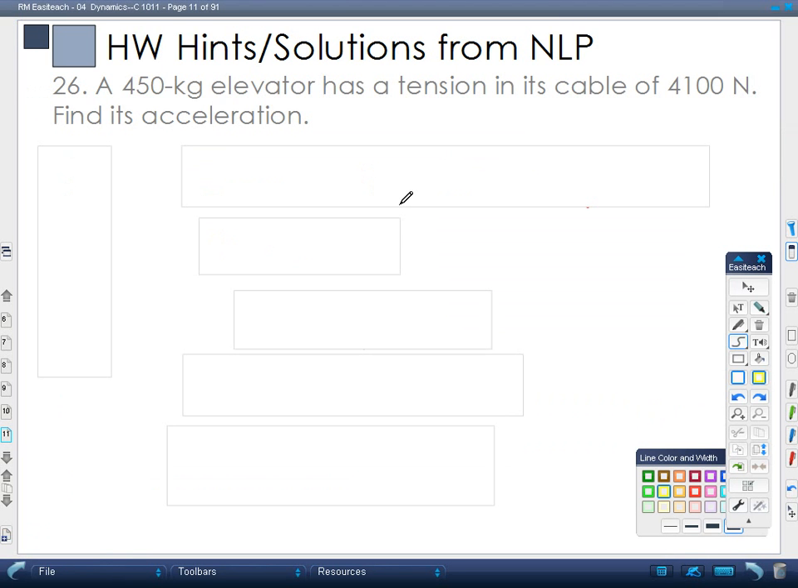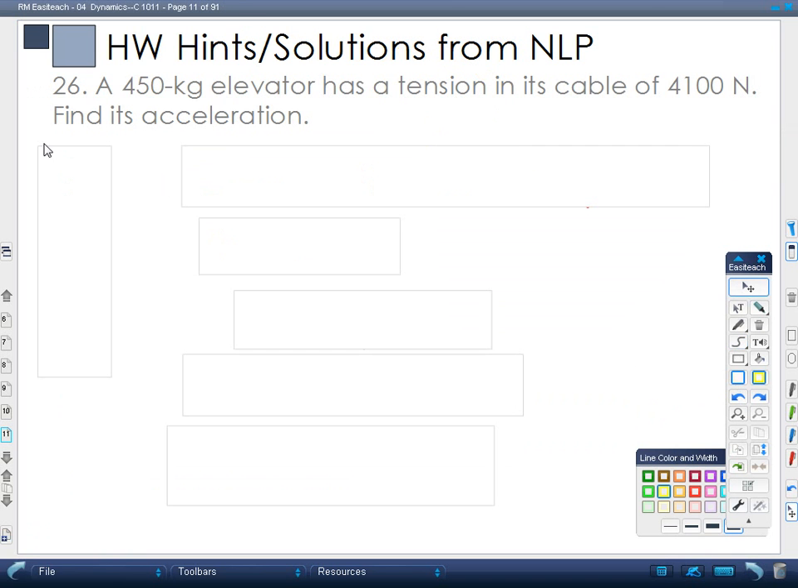This is number 26 from the Newton's Laws Practice College Physics 12 handout. It's an elevator problem, but it's not about the person in the elevator, it's about the elevator itself. So we're talking about tension, because this is about the elevator itself.